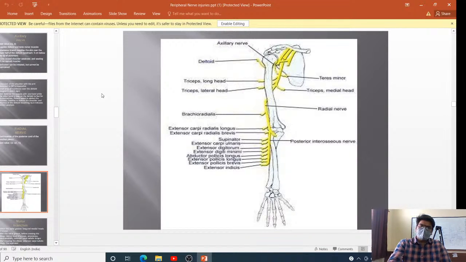You can see here that the radial nerve comes as a branch of the posterior cord of the brachial plexus. Okay, posterior cord means it passes posterior to the third part of the axillary artery.